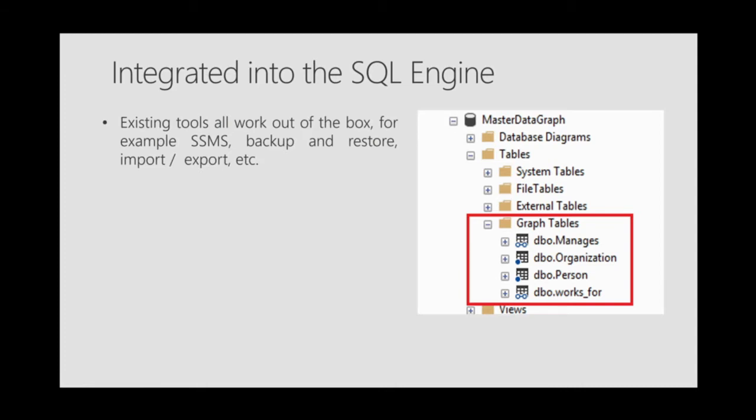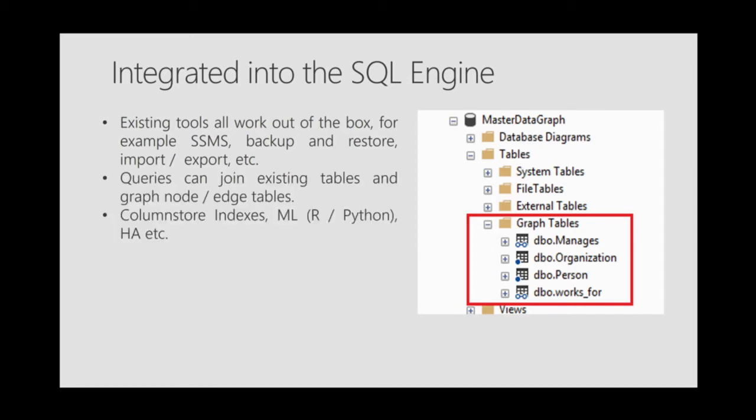Existing tooling all works out of the box. SSMS, backup, restore, import, export, all that just works because it's just part of SQL. Queries can join existing tables and graph, node and edge tables. Column store indexes, machine learning, R, Python, HA, etc. just works. So you can now start extracting lots of rich value out of all these relationships that we're expressing within the graph ecosystem. Security and compliance, dynamic data masking, row-level security, always encrypted. Again, it's a table. Everything you can do with a table, you can do with a node or an edge. You can just do more.